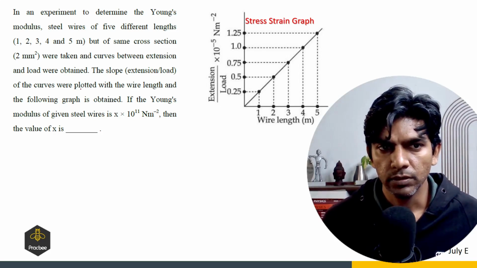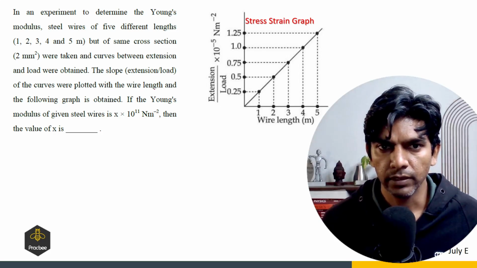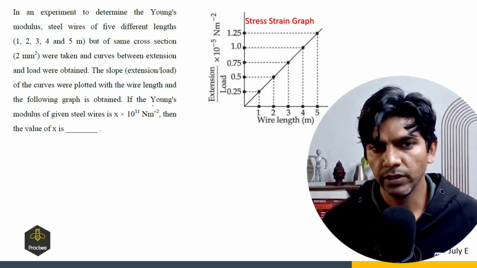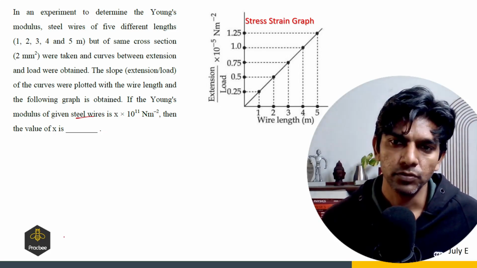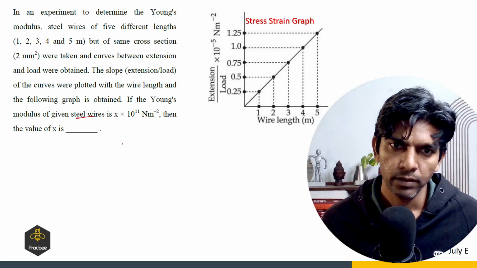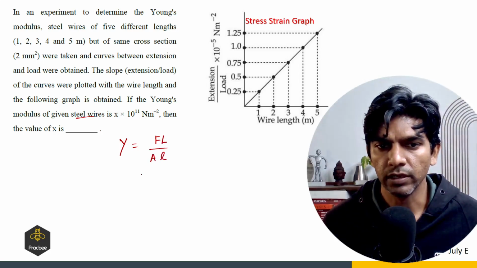The slope of the curve was plotted with the wire length, and the following graph is obtained. If the Young's modulus of the given steel wire is x into 10 raised to 11, then the value of x is. So here we know that Young's modulus is FL upon A times small l, right?